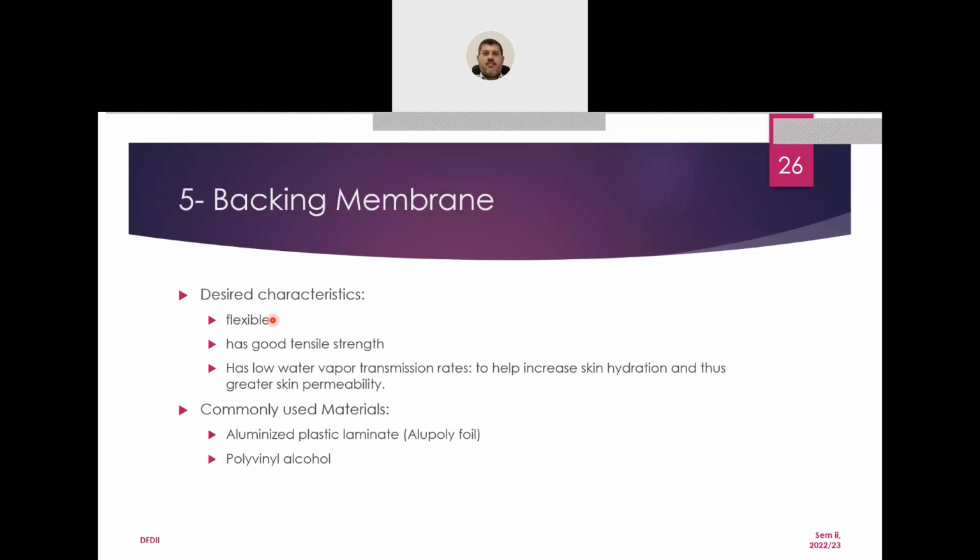The backing membrane usually should have desired characteristics, like being flexible and having good tensile strength, meaning it is strong enough to tolerate some moderate force and will not be broken easily, and it should have low water vapor transmission rates, meaning it will be occlusive. Okay, so being occlusive will help increase skin hydration and greater skin permeability. The materials used are mainly plastic materials like plastic laminate, which may be supported by an aluminium layer, so aluminized plastic laminate, or maybe polyvinyl alcohol, PVA.